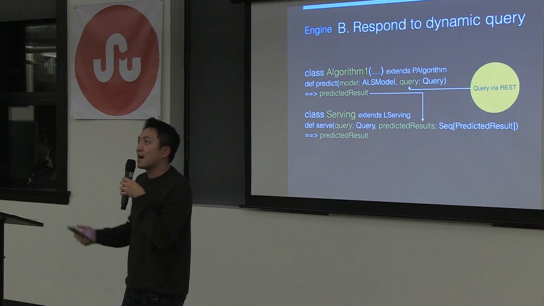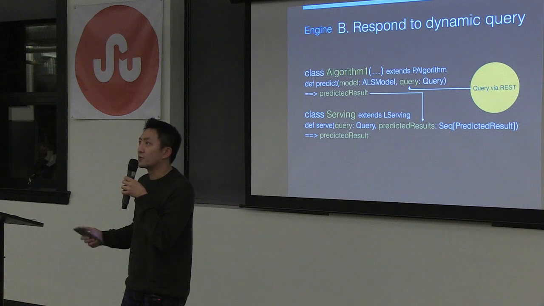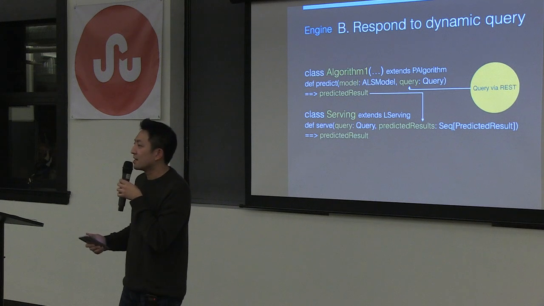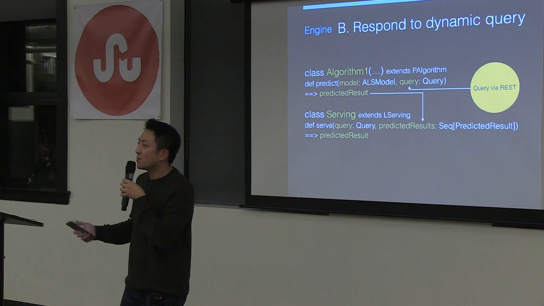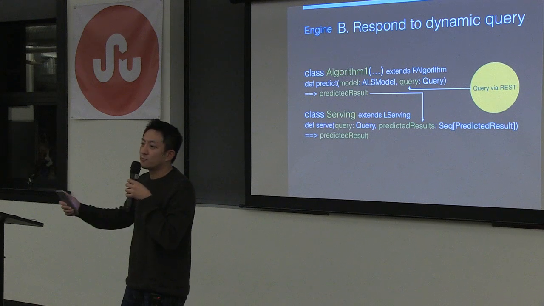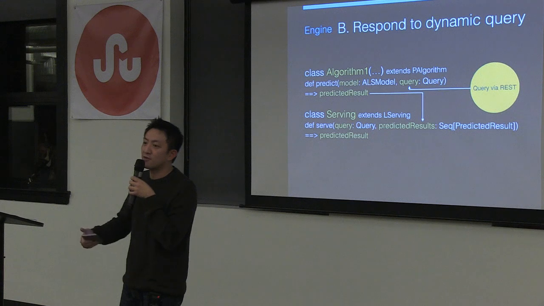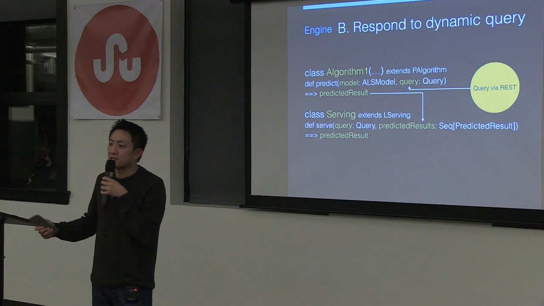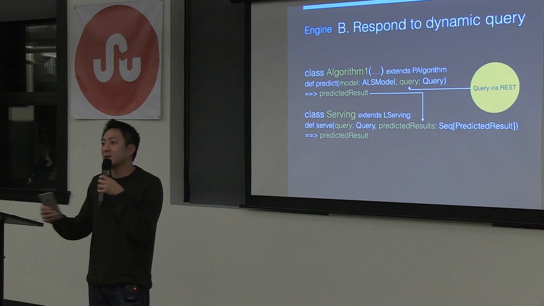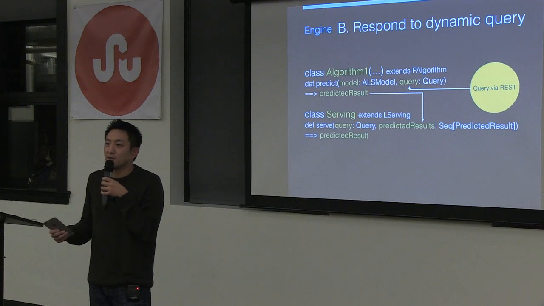Predicted results will be passed to serving, the serve of the serving class. Why is that? Because you can have multiple algorithms. So all the predicted results from multiple algorithms will be passed to the serve of the serving class as a sequence. And you can combine them, you can compare them, you can do whatever you like.